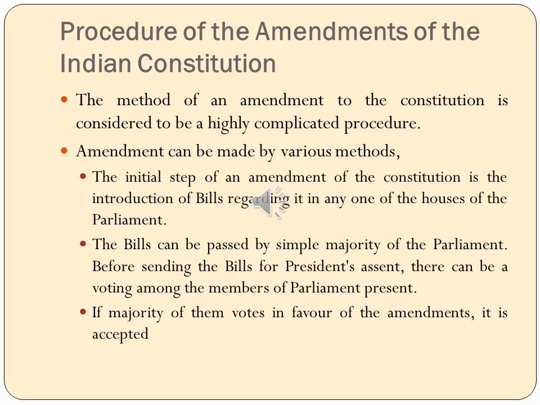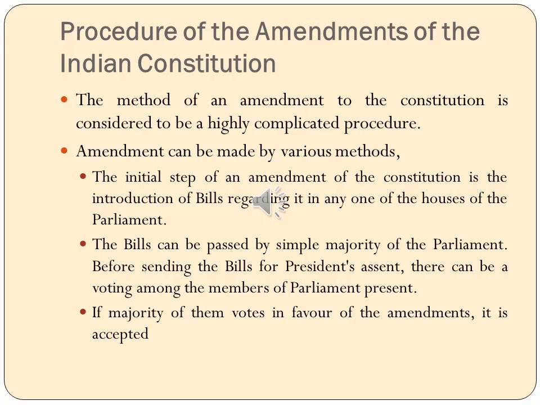Once it is passed in the parliament by the majority, the bills are sent for the president's approval or president's assent. There can be a voting among the members of the parliament present during the passing process. If the majority of them vote in favor of the amendment, then it is considered accepted. An amendment can also be finalized if 2/3 of the members of the parliament present vote in favor of that amendment. However, the number of voters should be more than half the total number of members of the parliament.